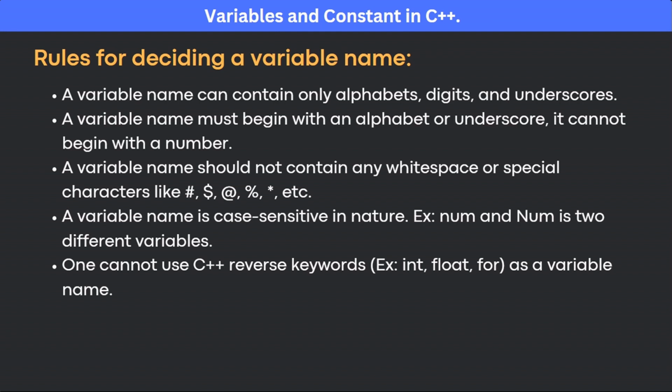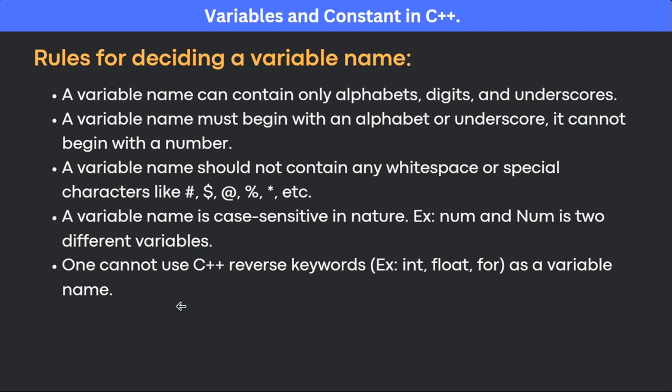The fourth rule says that a variable name is case sensitive in nature. Let's say, for example, this is num, it is a variable name, and this is also Num, and it is another variable name. If you observe here, we have taken all alphabets as small, and here the alphabet N is capital. So these two are considered as two different variable names. They both are not the same. They will denote two different memory locations.